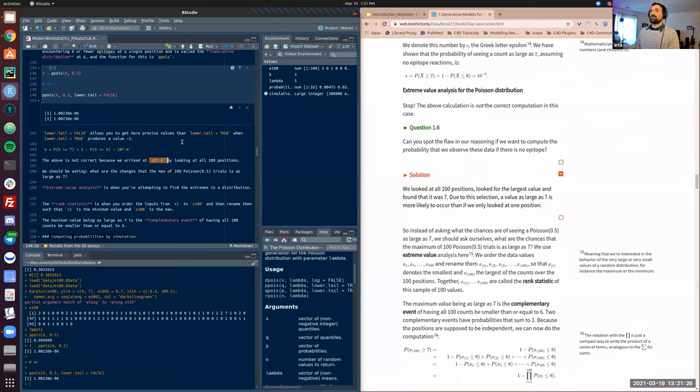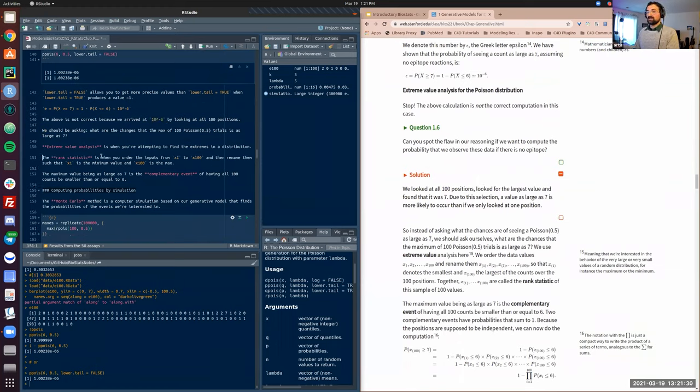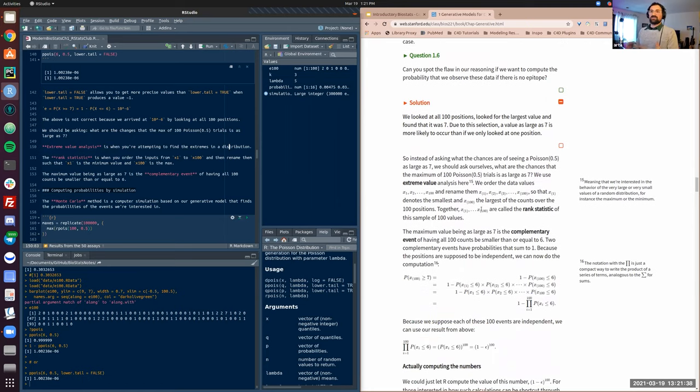So let's get into what this book is calling extreme value analysis. That is when you're attempting to find extremes in a distribution. And basically the way they are saying you should do this is to generate the rank statistic, where you order the inputs, this E100 vector from X1 to X100, where X1 is the smallest value and X100 is the largest. And the maximum value being as large as 7 is the complementary event of having all 100 counts be smaller than or equal to 6. Okay, so they should complement each other, if you know what I'm saying.